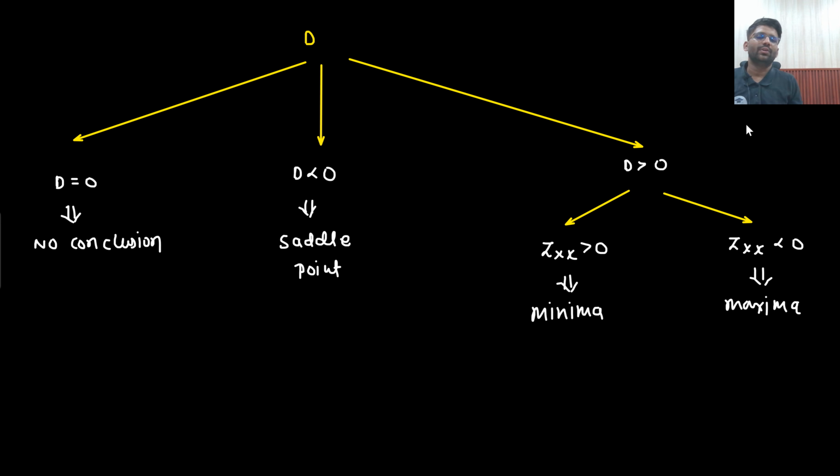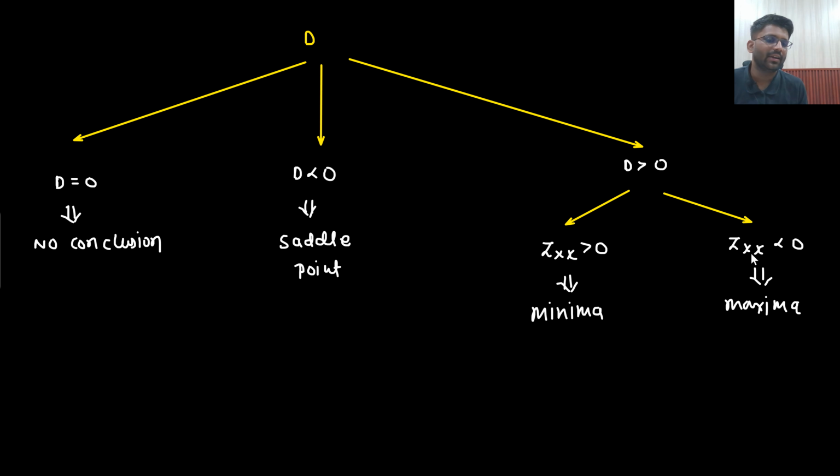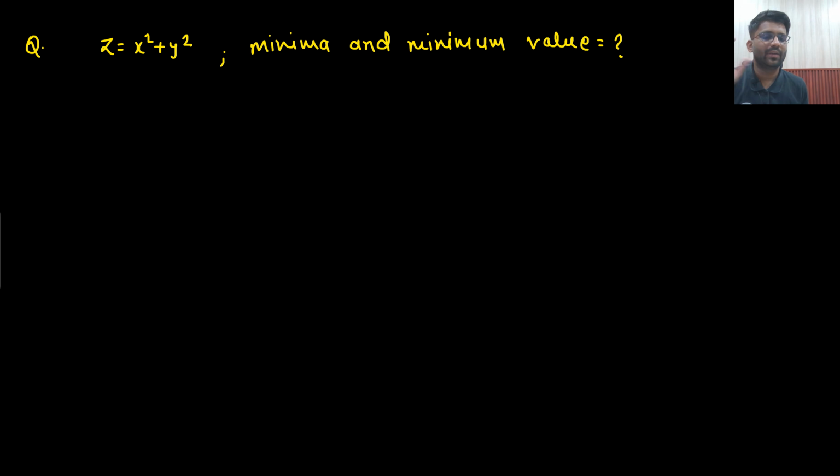This table you will have to remember. If d is equal to 0, no conclusion. D less than 0, saddle point. D greater than 0, then you will have to look at zxx. If it is greater than 0, then point of minima. If it is less than 0, then point of maxima. What is the process? That will also be clear. We will solve the problems, and with respect to the problems, it will be completely clear to you.